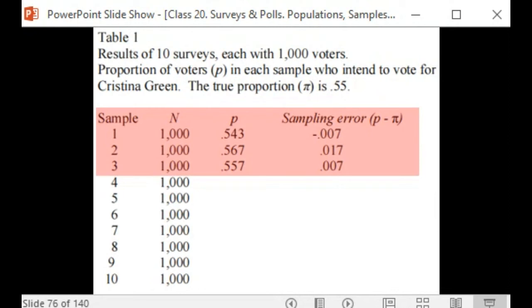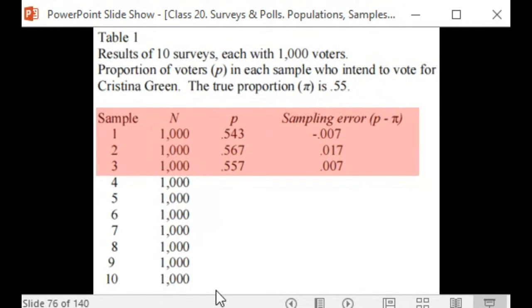Here are the results for the first 3 polls. Now, in the first poll, what proportion of voters in the sample said they planned to vote for green? Okay, here it is. There's sample 1, 1,000 people in the sample, and P equals 0.543. That means 0.543 of those 1,000 people said they were going to vote for green. Of course, 0.543 of 1,000 is 543, but we're not looking for the number, we're looking for the proportion.